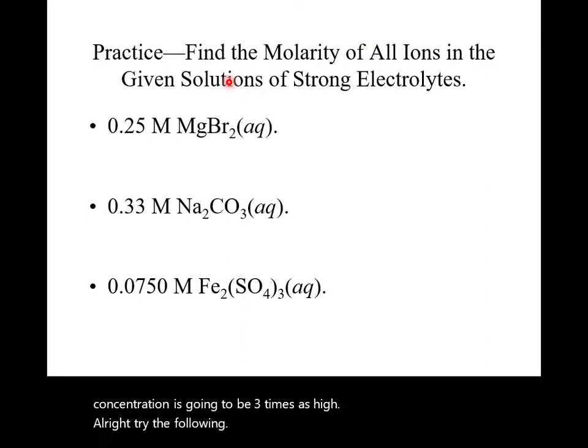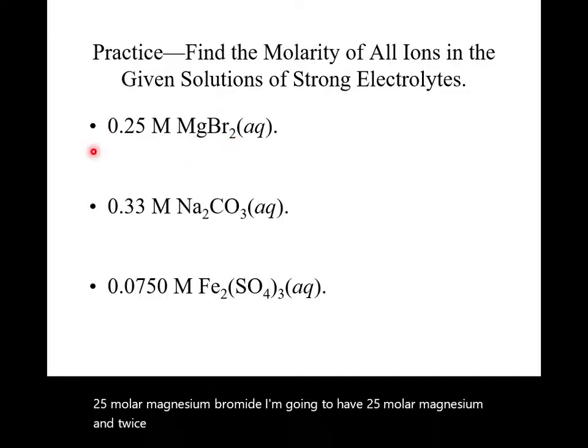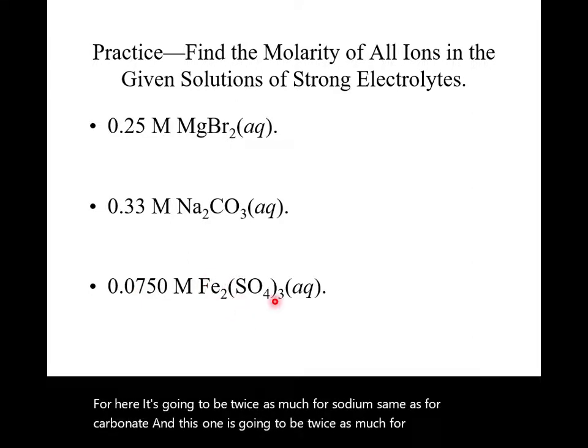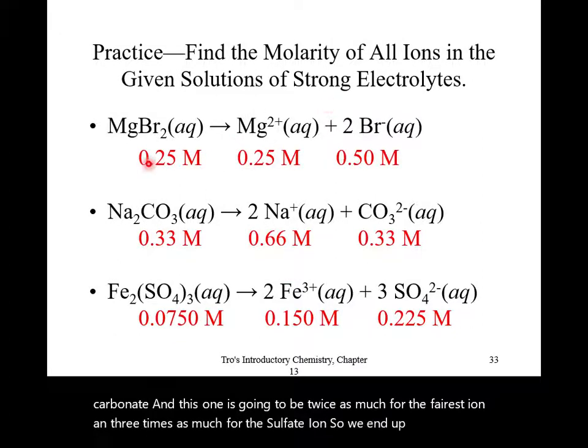Go ahead and pause the video and try to solve these. Then come back and check your answer. 0.25 molar magnesium bromide. I'm going to have 0.25 molar magnesium and twice as much bromide. That'll be 0.5 molar bromide. For sodium carbonate, it's going to be twice as much for sodium, same as for carbonate. And for ferrous sulfate, it is going to be twice as much for the ferrous ion and 3 times as much for the sulfate ion. So we end up with the following.